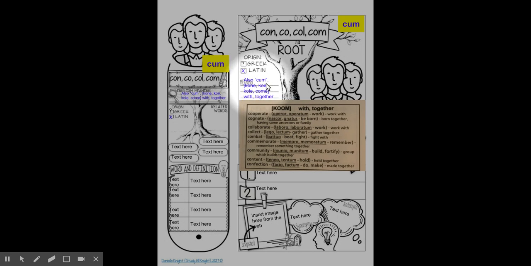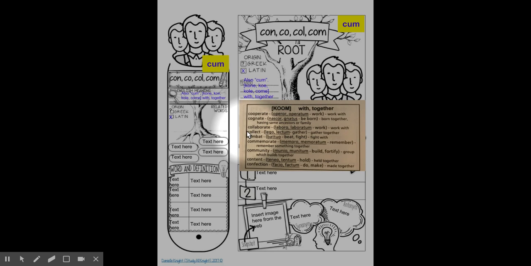But cum means, or all these mean, with or together. So if you have cooperate, you have the co, and then you have operate. So together, work, because operator or operatum means to work. So cooperate, another word we're familiar with, means with or together we work.